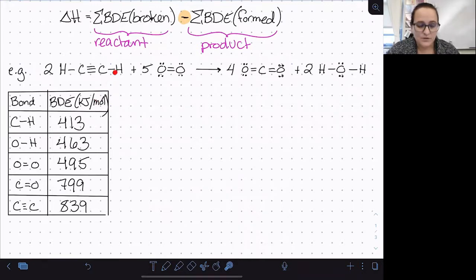So if there's more than one of the same type of bond in a compound, we're going to have to multiply. If there's a coefficient out in front, we're also going to have to multiply to figure out how many total bonds of that type are present in our compound. But why don't you pause here and try to solve this problem on your own.